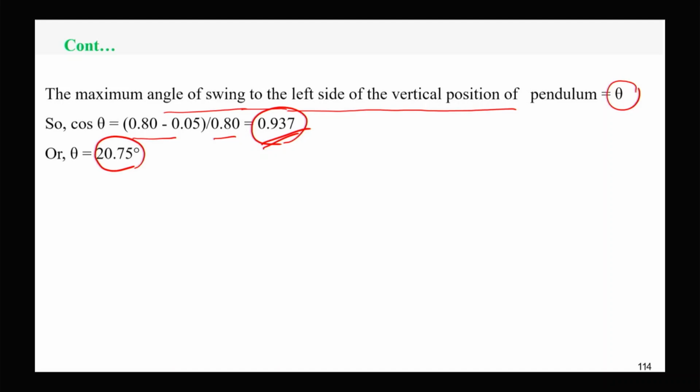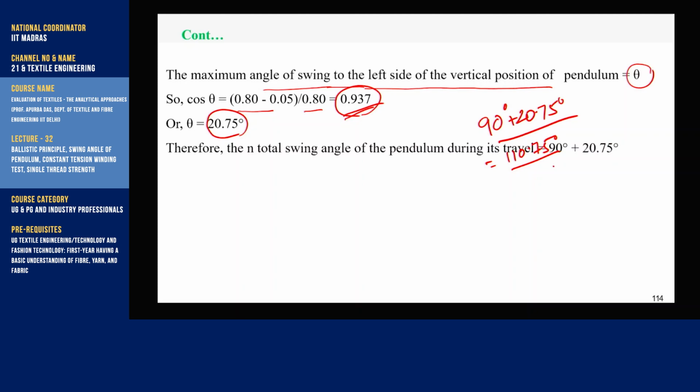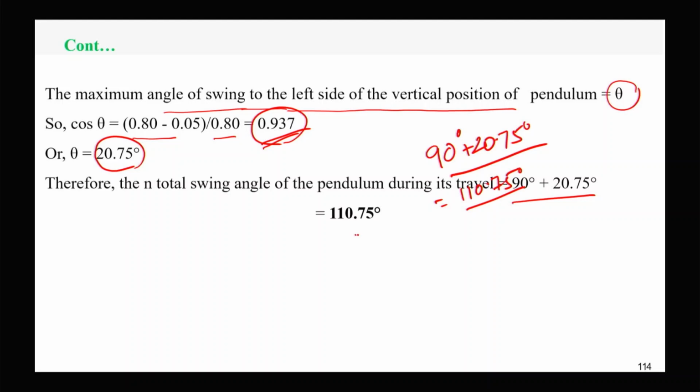So total swinging angle will be 90 degree plus 20.75. Okay, 90 degree plus 20.75 is 110.75. So here 90 plus 20.75, so 110.75 degree. That is the total swing.